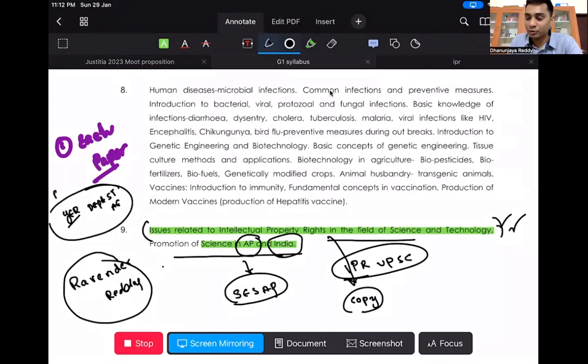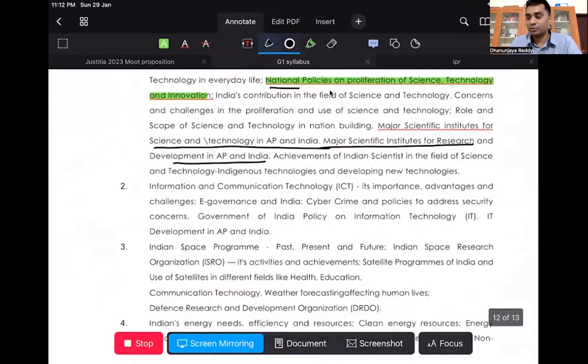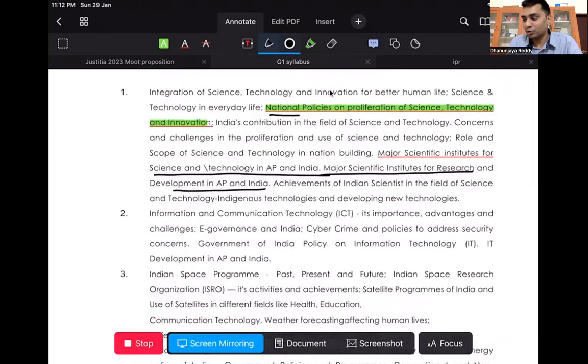Where will you find it? You will find it in PIB. This is one source. For other sources, go directly to the first topic because it is related to the first topic, as I already said. Promotion of science and technology in India is nothing but national policies and their proliferation: how the government of India has tried, what major scientific institutions are present in various parts of India and Andhra Pradesh, and the major scientific institutions and achievements of Indians. If you write that, it will be the same thing. So reorient the syllabus and prepare this way. With that, your last chapter will be completed and then the first chapter will be completed.